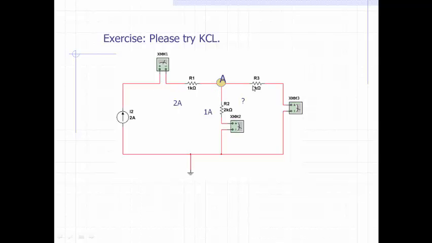3 branches are connected to this node. 2 amperes in, and the 2 other currents leaving. One of them is 1 ampere. So how about this current? Based on KCL, total current in, 2 amperes, is equal to total currents leaving the node. So from this equation, you can solve the unknown current should also be 1 ampere.